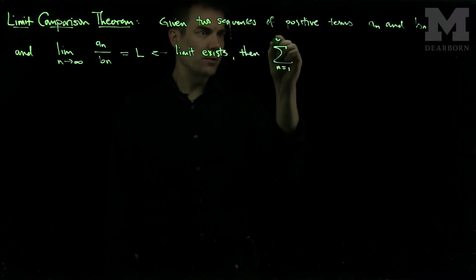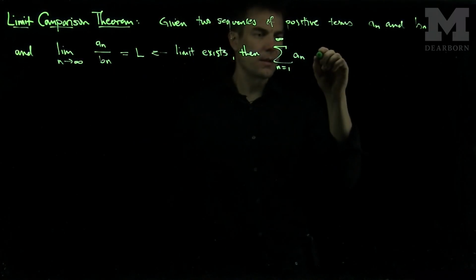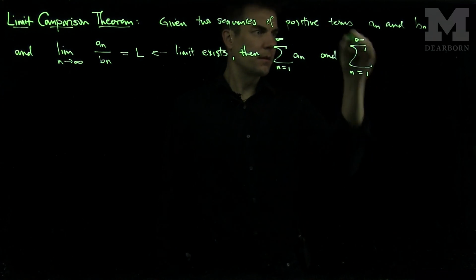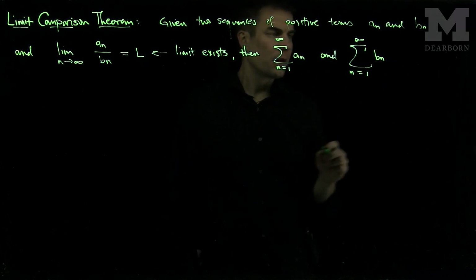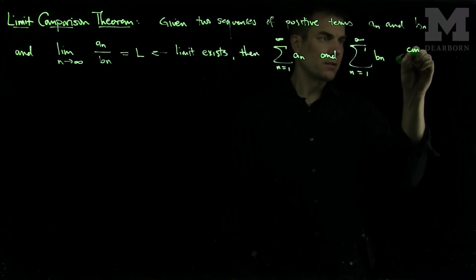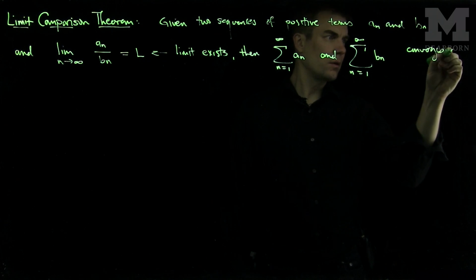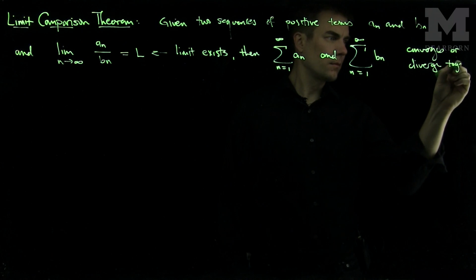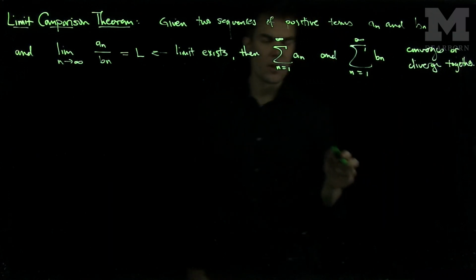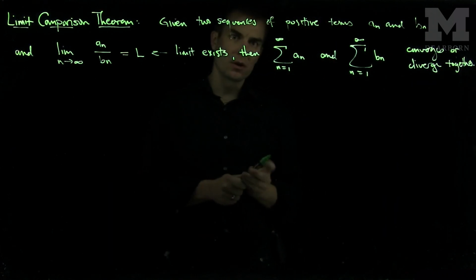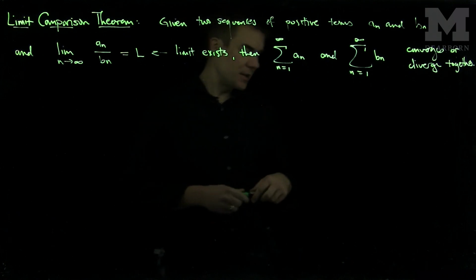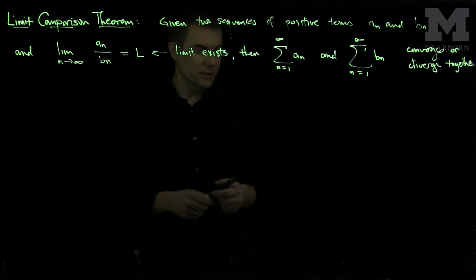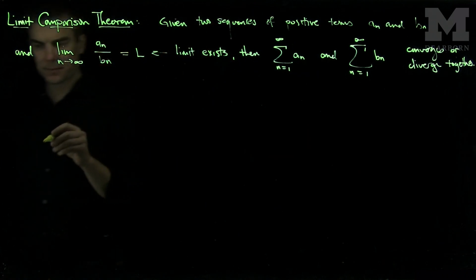the sum, n goes from 1 to infinity, of an and the sum from 1 to infinity of bn converge or diverge together. In other words, if an is convergent, then bn will converge, and if bn is convergent, then an will converge. Or if bn is divergent, then an will diverge, and vice versa. So let's see an example of this.